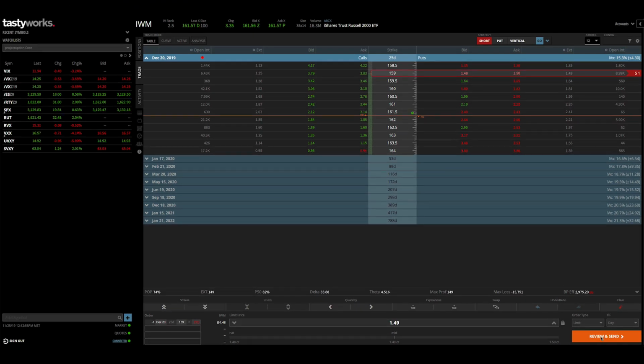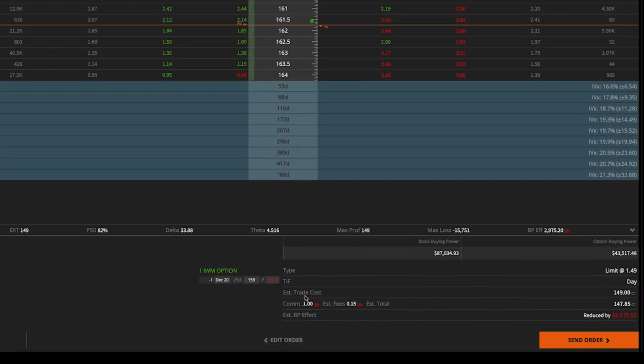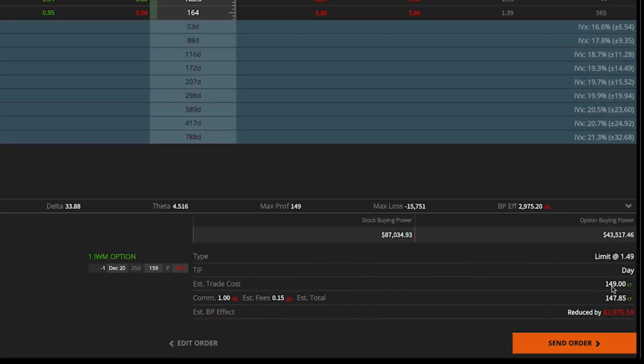So I'm going to hit review and send, and this is saying the estimated trade cost is a $149 credit, and that means since I'm selling this option, I will collect the credit, and when I eventually buy back this option to close the trade, I will have to pay out an amount to close that option, and whatever the difference is between my credit and debit, that will be my P&L on this trade.